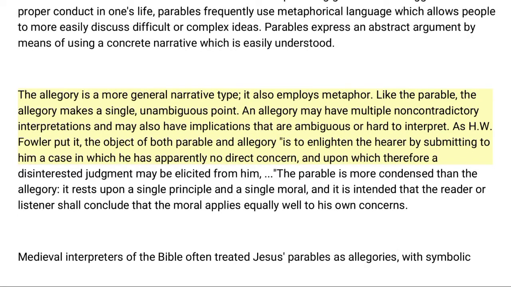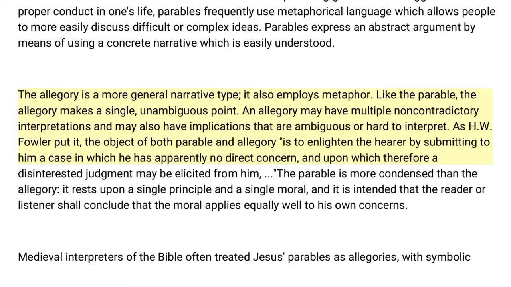The allegory is a more general narrative type. It also employs metaphor. Like the parable, the allegory makes a single, unambiguous point. An allegory may have multiple non-contradictory interpretations and may also have implications that are ambiguous or hard to interpret.